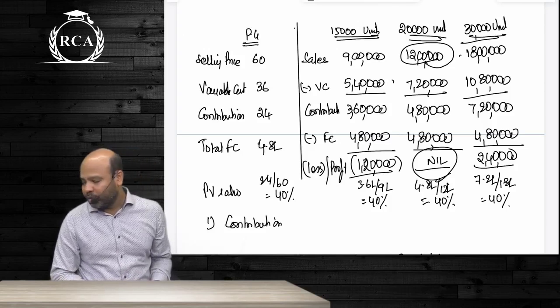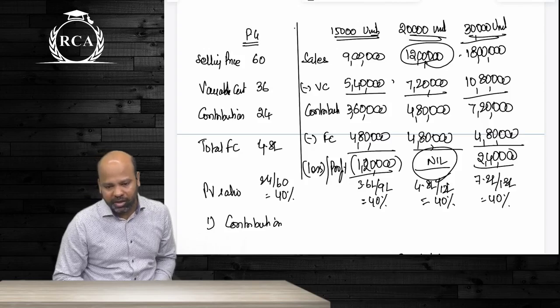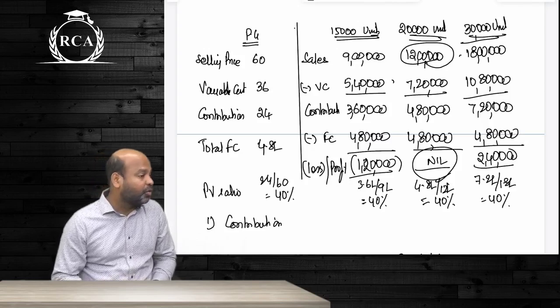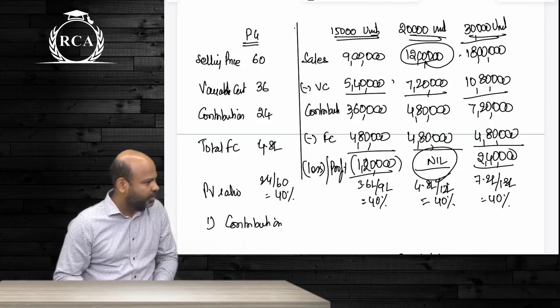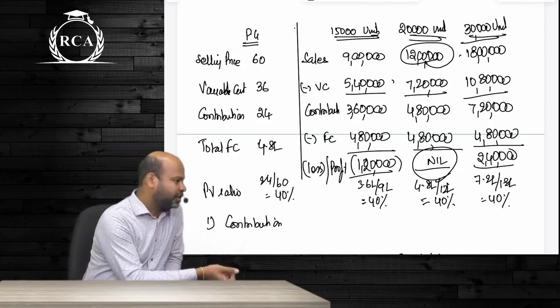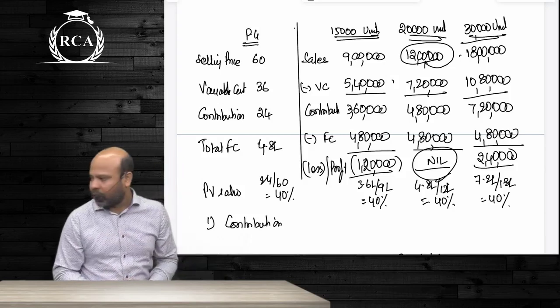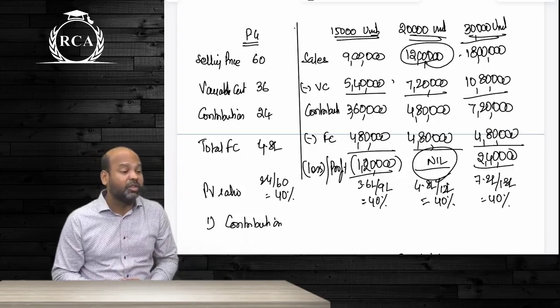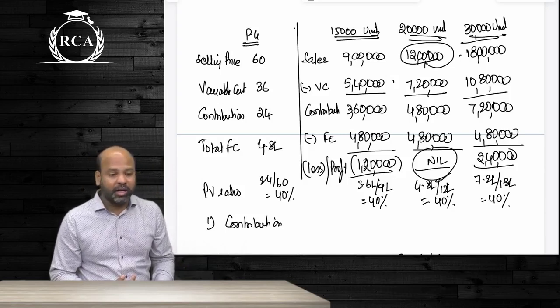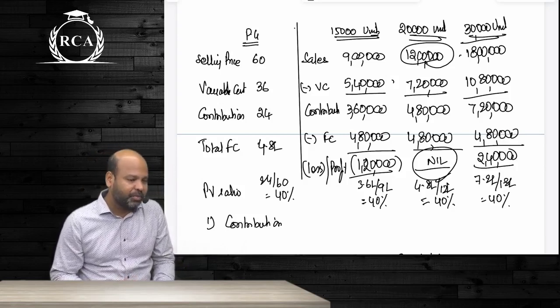So if your contribution is 40 rupees and selling price is 100 rupees, for every 100 rupees of revenue, your contribution is going to increase by 40 rupees, that is 40%. Variable cost ratio will be the remaining. If PV ratio is 40%, undoubtedly the variable cost ratio is 60%. The only two factors that affect PV ratio are selling price per unit and variable cost per unit.